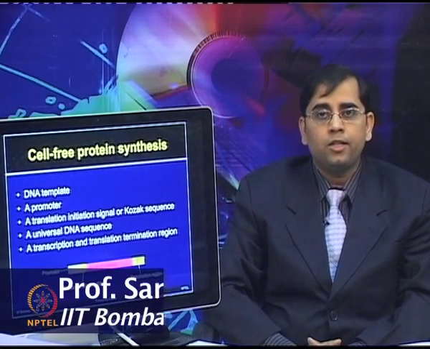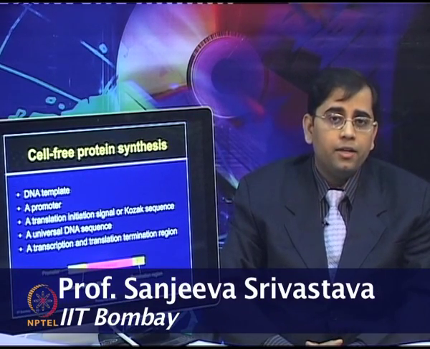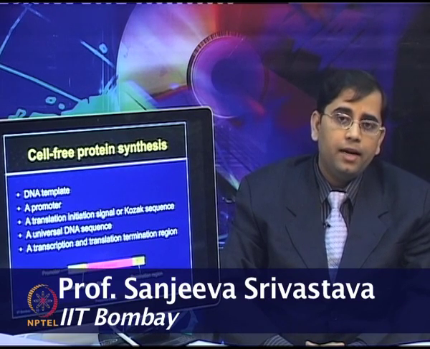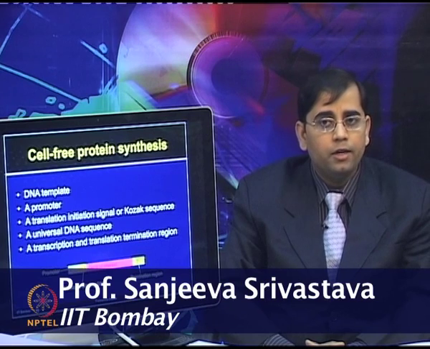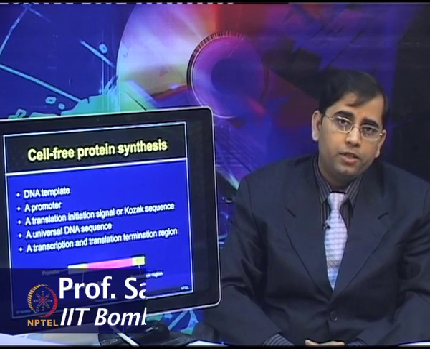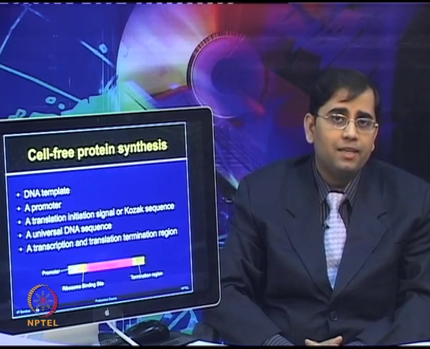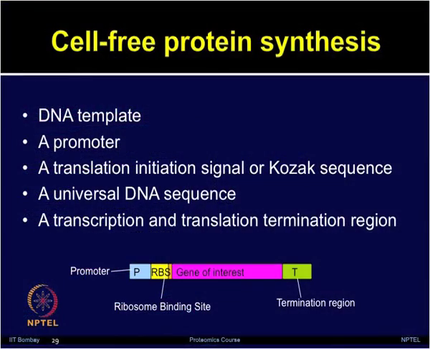So, how does cell-free protein synthesis occur? For that, you need certain elements. You need a DNA template, plasmid or PCR fragment, a promoter which could be T7, SP6 or T3, a translation initiation signal, for example, Shine-Dalgarno in case of prokaryotic or Kozak in eukaryotic. These sequences, a universal DNA sequence for protein initiation, and a transcription and translation termination region, are all required for cell-free protein synthesis.